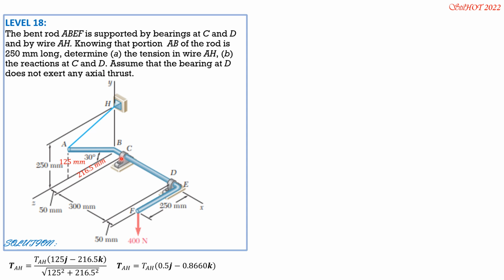Then we have to apply the component reactions at C. There will be 3 reaction components at C expected because these are bearings. Only at D there is no X component of the reaction, because it is mentioned here that the bearing at D does not exert any axial thrust. So that means there is no resistance along the axis of the shaft CD. So we have Cx, Cy, and Cz, assuming positive. At D, Dy and Dz only.